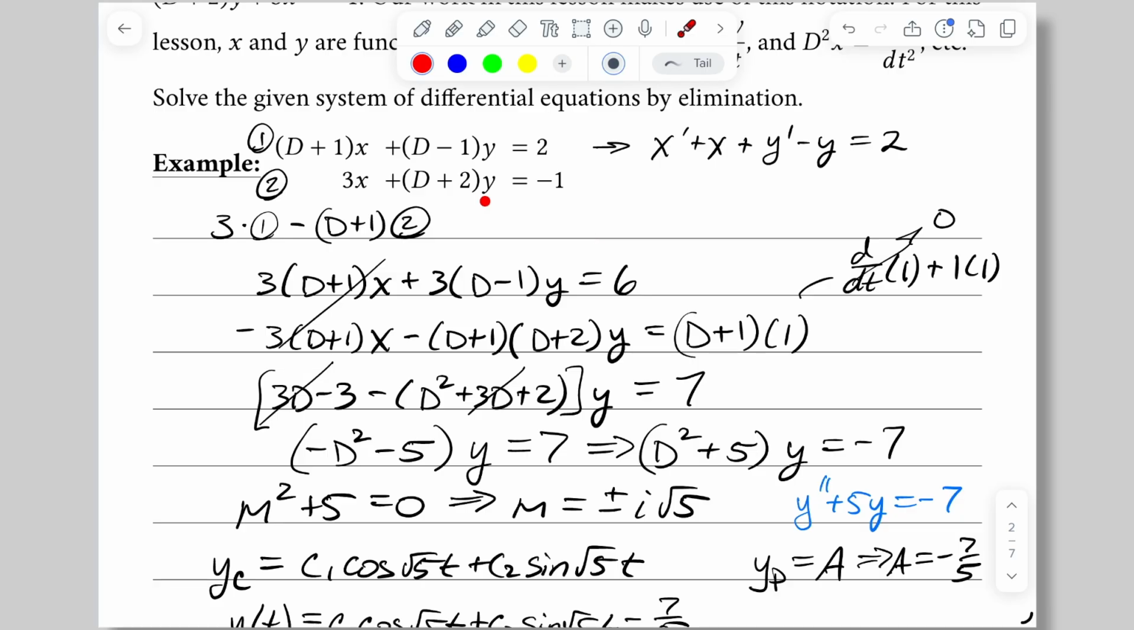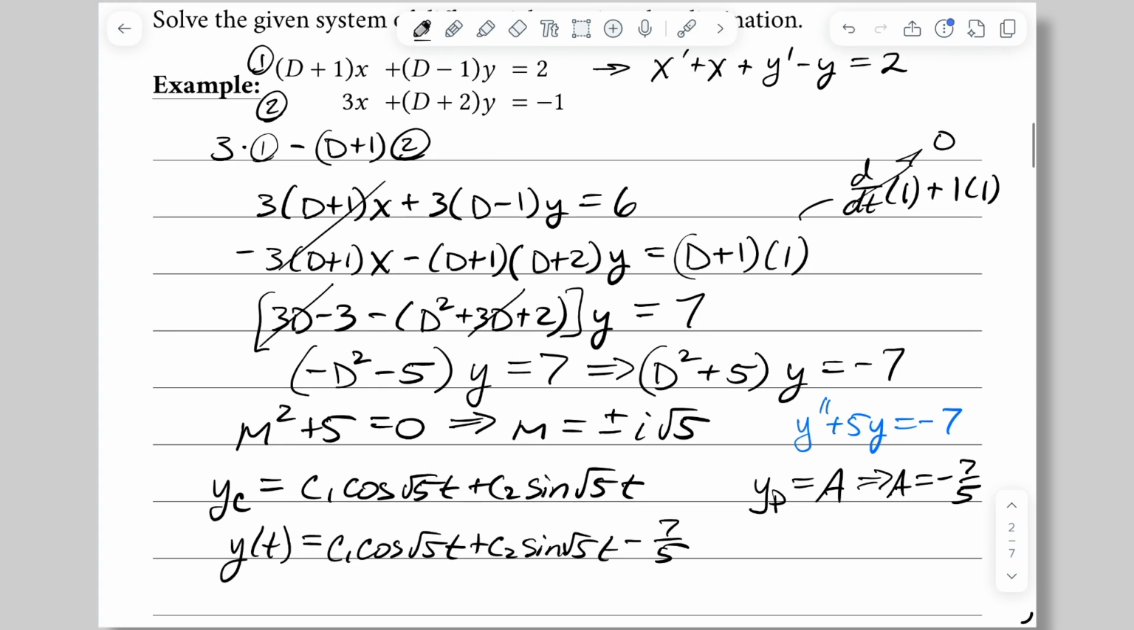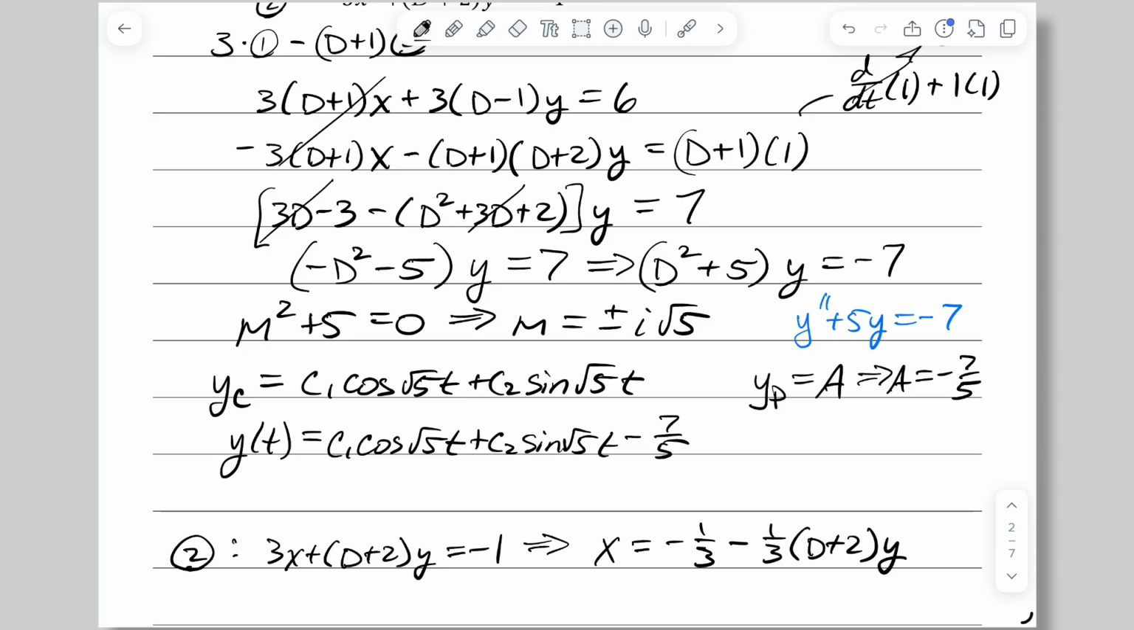We've successfully solved for y(t), but remember back here, there were two unknown functions. That y was only one of them. Now we need x. There are a couple of different ways we can go with this once we have y, and I'll show you both of them because there are some nuances that I need to talk about. If we look at equation 2, then we can see that 3x plus (D + 2) acting on y is equal to -1. And we can find x just by solving for it. So x is equal to -1/3 minus 1/3 (D + 2) acting on y.